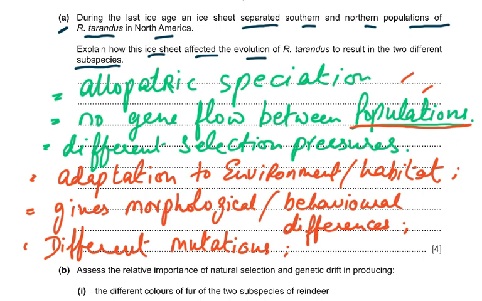Then there are different selection pressures. Each area has different weather conditions. Then there are adaptations in that environment, in that habitat; they adapt to that environment. This gives them different morphological and behavioral differences, and that could be because of different mutations which occur. So each population will have a different set of mutations because of their environmental pressures.